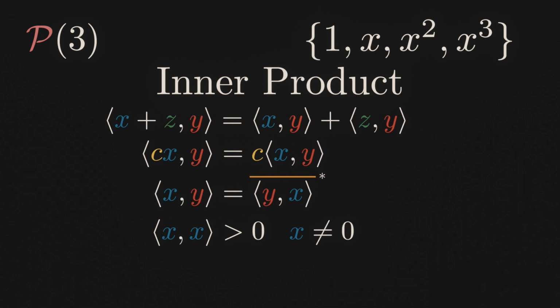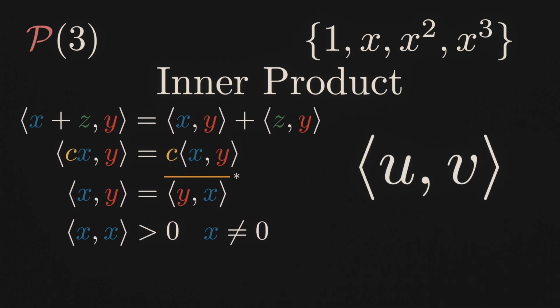The inner product is written like this, where u and v are vectors. The dot product is actually just an inner product for Rn. There are also many other inner products you can define on Rn, as long as they follow these properties. We can even define inner products on spaces other than Rn.